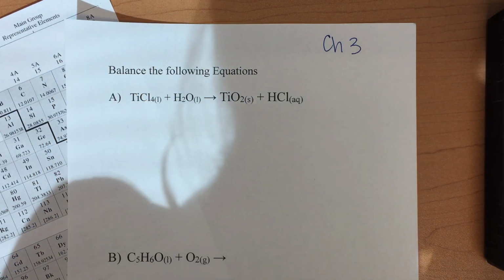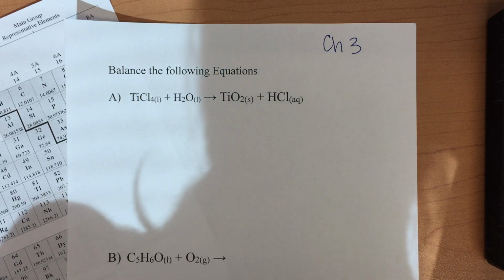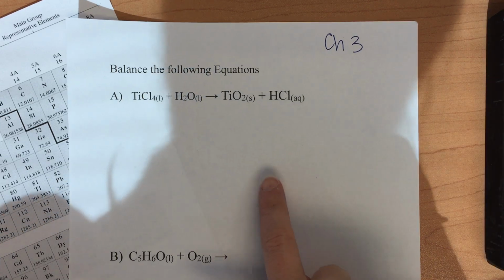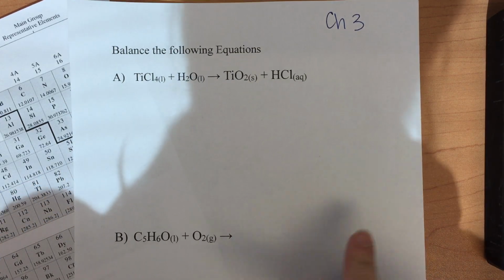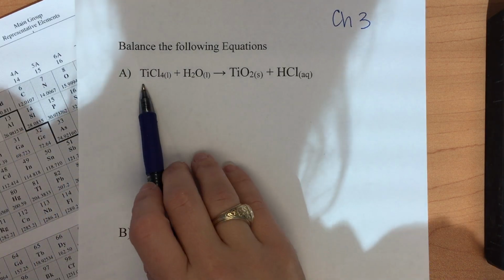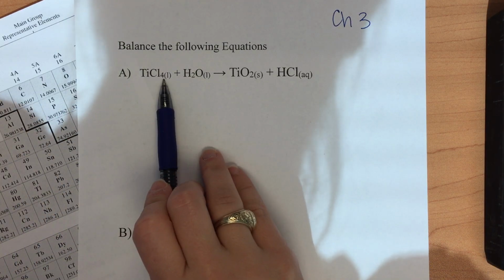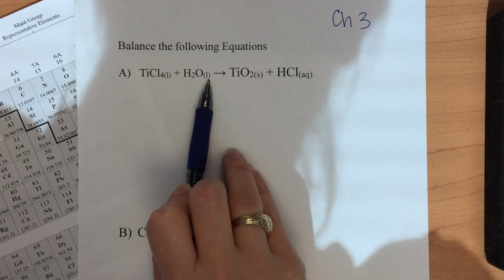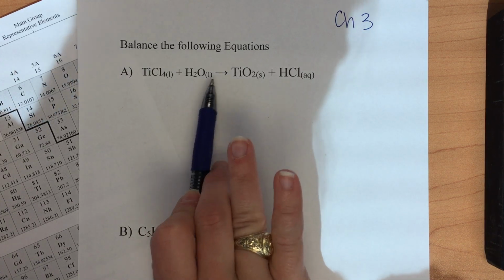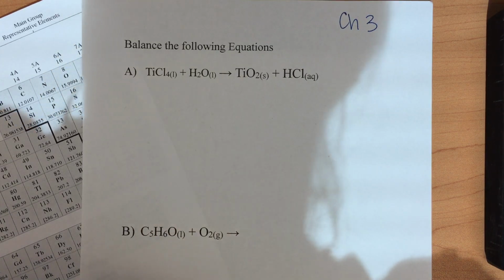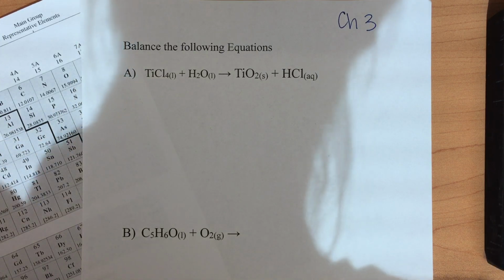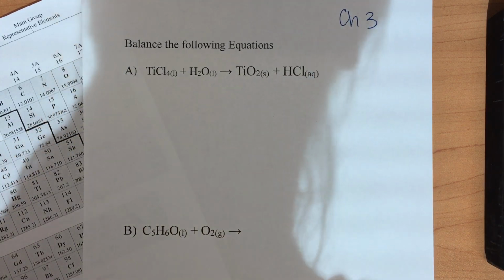Balancing chemical equations is essential for general chemistry. And so here are two different examples for how to balance chemical equations. In the first one, we have TiCl4, liquid, added to water, which is also a liquid, and we got solid titanium dioxide and hydrochloric acid out of that. So the question is, are these balanced?